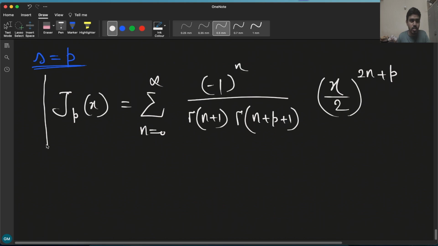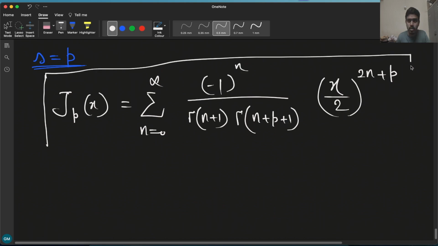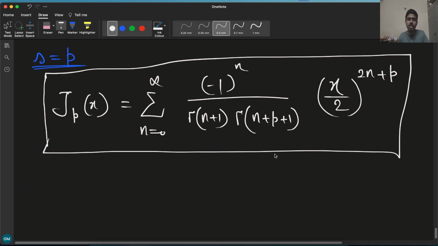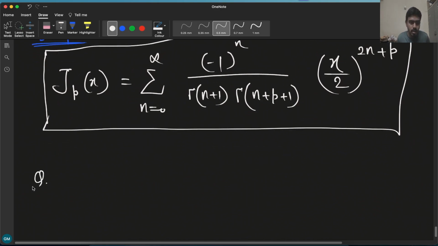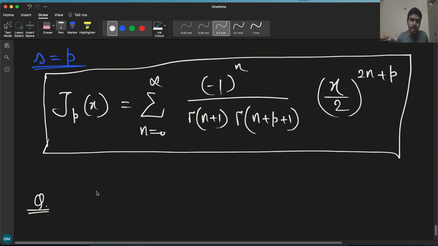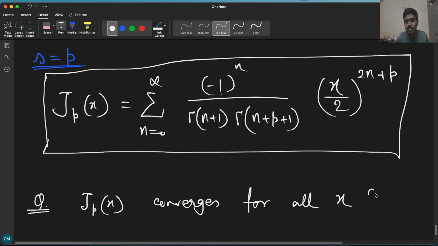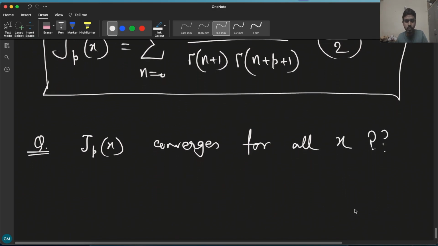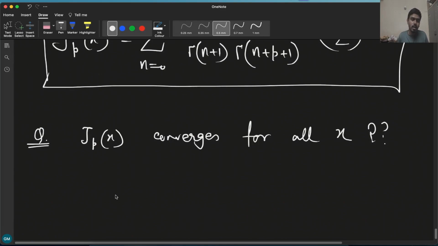So this is the Bessel function of the first kind. Now the questions we can have in our mind are: does this Bessel function J_p(x) converge for all x? And what about the other solution, that is, for s equals minus p? What about that?